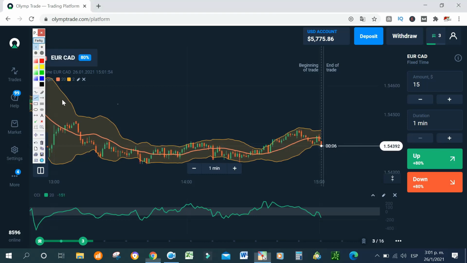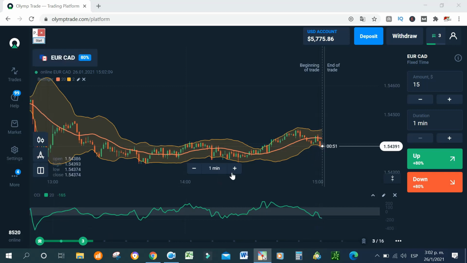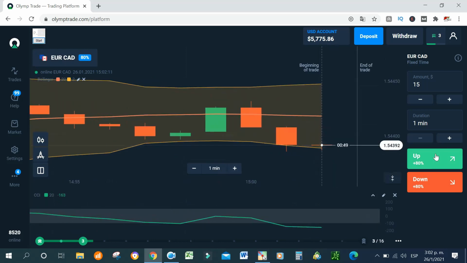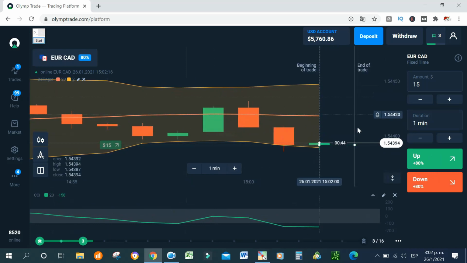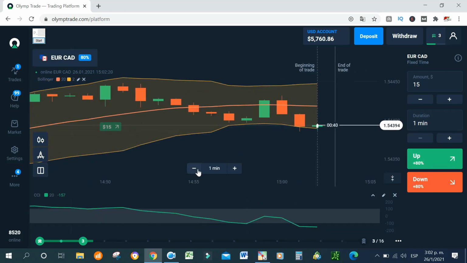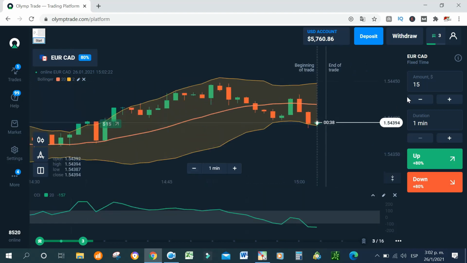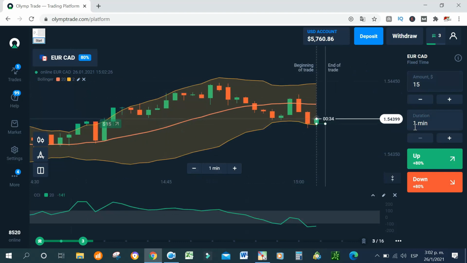So guys, for example, we have the price touching the lower Bollinger Band, and we have the CCI indicator in the oversold zone. So this is a signal to go up. So we just need to wait. $15 for 1 minute, 1 minute expiration.